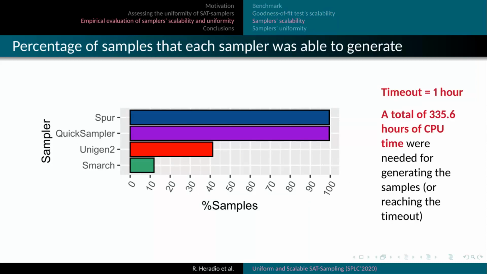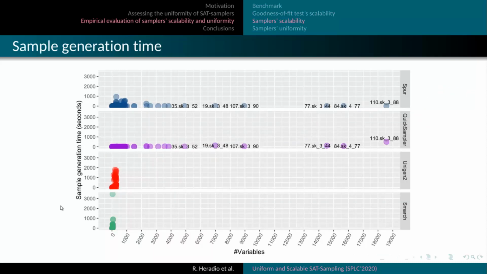Regarding sampler scalability, we asked the samplers to generate each sample within an hour. Spur and QuickSampler were able to generate almost 100% of all samples within the timeout. However, Unigen 2 and Smarch failed. This plot shows how the sample generation time depends on the variability model size in terms of number of features. Unigen 2 and Smarch were unable to generate the samples for models with more than 300 features.